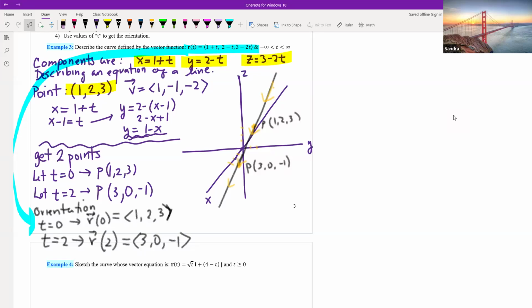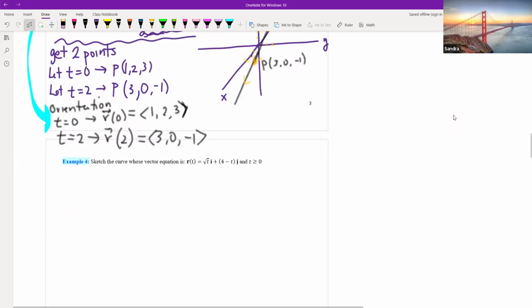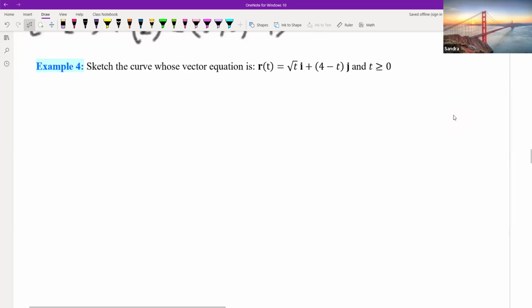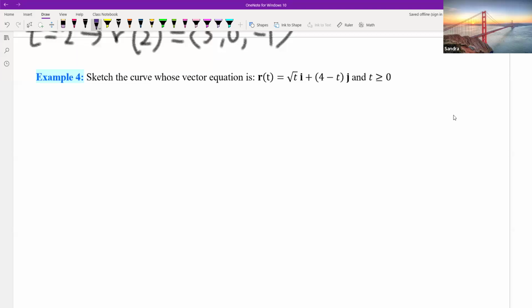Okay, let me go ahead and move on to example number 4. For example number 4, we're going to be sketching another curve. Sketch the curve whose vector equation is r(t) equals the square root of t i plus (4 minus t) j, and t is greater than or equal to 0. And so then I'm going to do the same thing as before. I'm going to check the components.